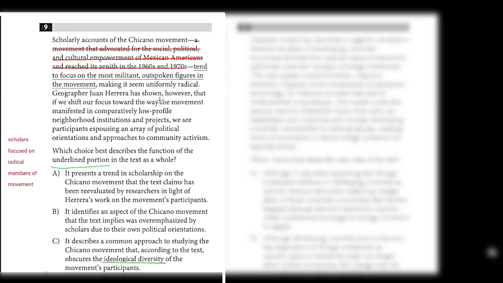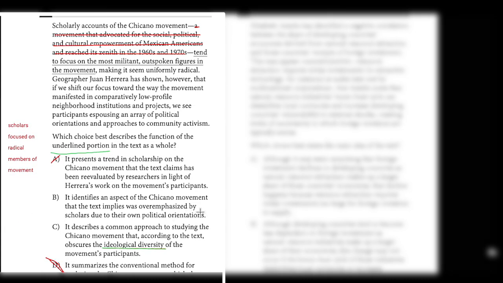Herrera has shown, however, that if we shift our focus towards the way movement was manifested, we see participants espousing an array of political orientations and approaches to community activism. Herrera has shown. This says that it has been reevaluated by researchers because of Herrera's work. It doesn't say that here. It just says that Herrera's work shows that this is not the case. It doesn't mention any other researchers, so you can get rid of A.